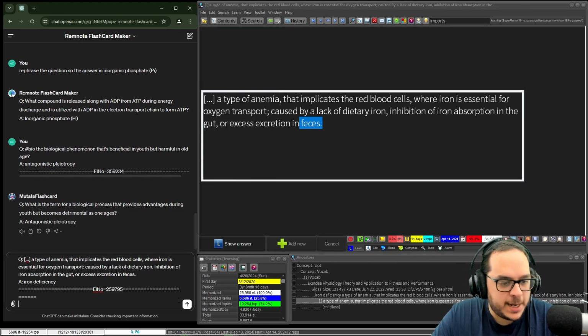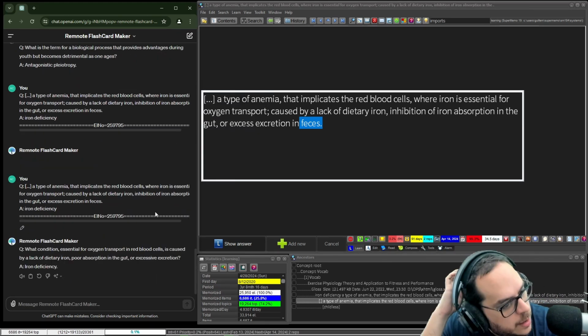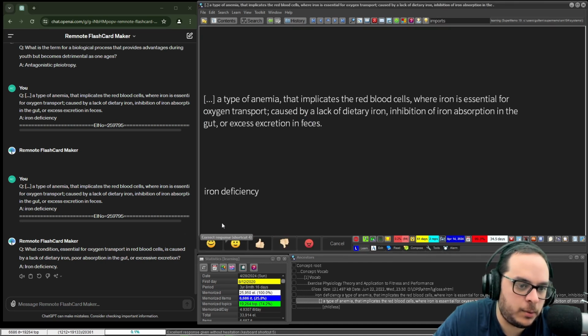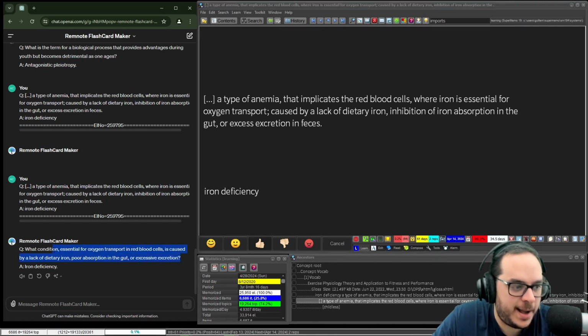Now I'll be using just the Remnote. Okay, in this case: what condition, essential for oxygen transportation in red blood cells, is caused by lack of dietary iron, poor absorption in the gut, or excessive excretion? Iron deficiency, which by the way, I didn't show the answer here. This is more to the point.